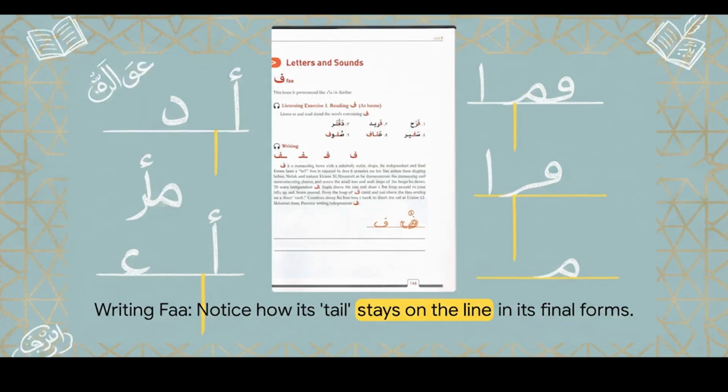It's a connecting letter, which is great, and its shape stays pretty much the same in all 4 positions. The one little detail you've got to notice is its tail. See how it stays right on the line? Unlike a lot of other letters we've seen, fa never dips below.